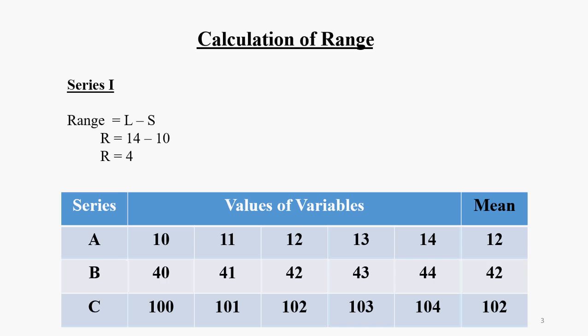Same way for series A. In the previous problem we had series 1, 2 and 3. Here series A, B, C is given. You can identify in series A the largest value is 14, and the smallest value is 10.